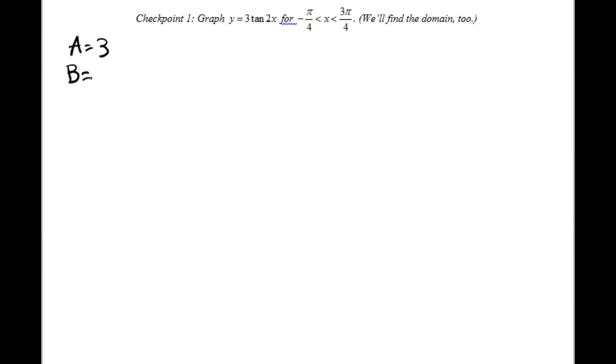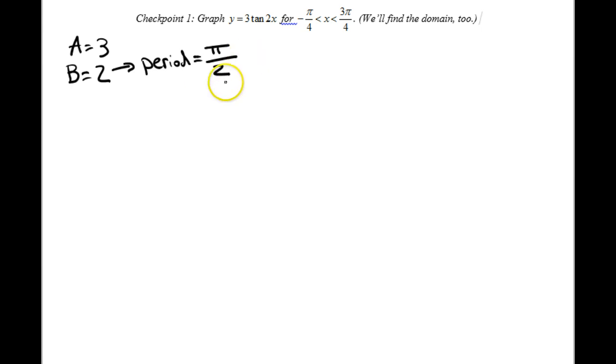We've changed our period. B is 2, and what that tells me is that my period is equal to pi over b, or pi over 2. Remember, this is very important with tangent and cotangent, the period is pi over b, not 2 pi over b, because tangent repeats in the third and fourth quadrant. So the period is pi over 2.